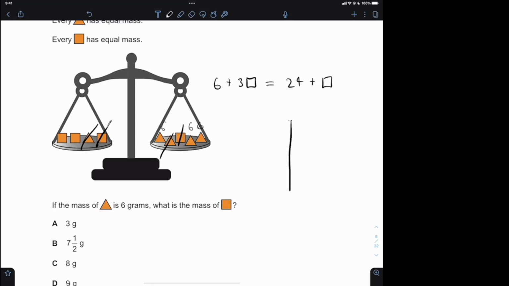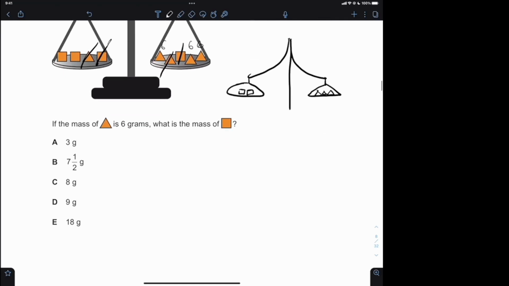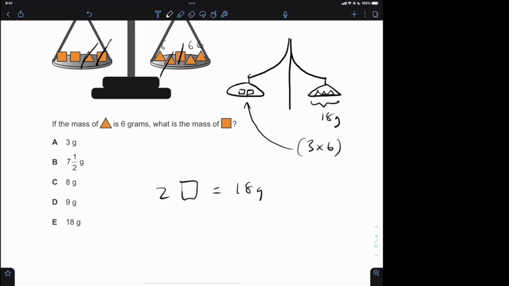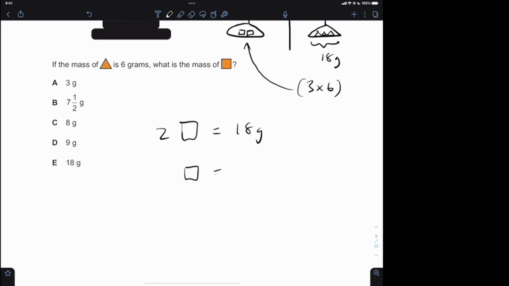So, what that has told us now, if we got rid of one triangle and one square, we are left with, on our balancing scales, 2 squares on this side, right? And we're left with 3 triangles on this side. Okay, so what that tells us is that since this weighs 18 grams, 3 times 6, right, these 2 squares have to equal 18 grams, okay? And so that means that each one would have to equal 9 grams.